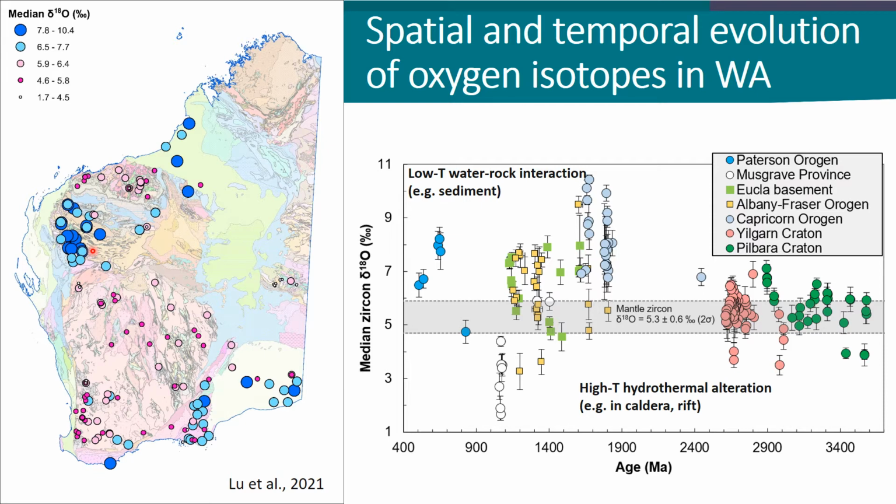Zircon with sub-mantle oxygen values down to 1.7 per mil were found in the Pilbara craton, the Narryer terrane, and the South West terrane in the Yilgarn, the Albany-Fraser orogen, and predominantly in the Musgrave province, which suggests reworking of upper crustal material hydrothermally altered at high temperature, likely in rift systems or calderas.